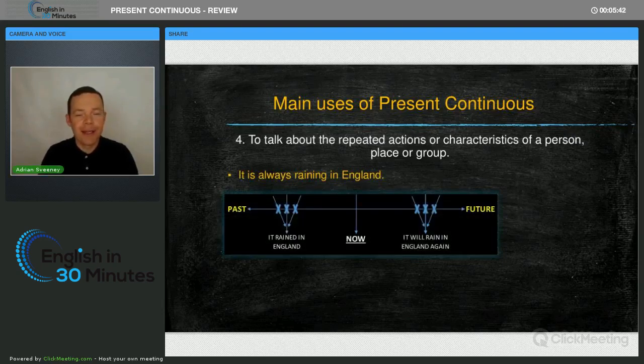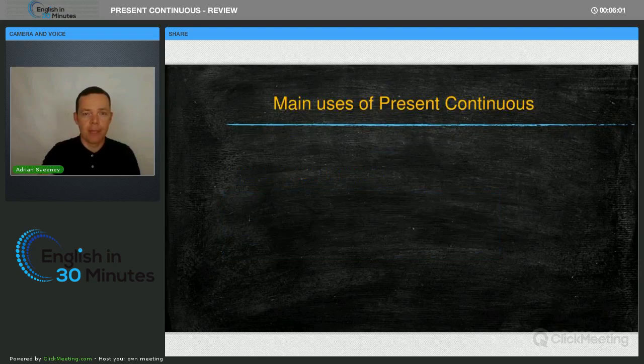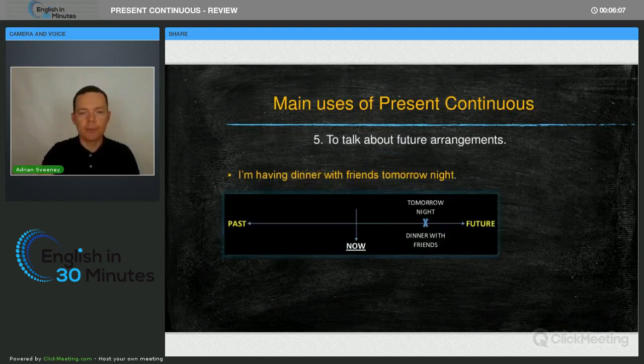This one, it is always raining in England. Unfortunately, this is the characteristic of England. So in the past, it rained a lot in England. In the future, it will rain a lot again, I'm sure. It is always raining in England. Shame. And number 5, we can use the present continuous to talk about the future.